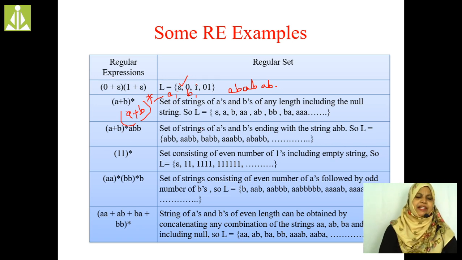Next one is A plus B whole star A B B. See here, in this case whatever strings are present in that particular language, they must end with ABB. ABB is there. It is going to end with ABB. Whatever words are present in that particular set, they must end with ABB. See here, ABB is there.